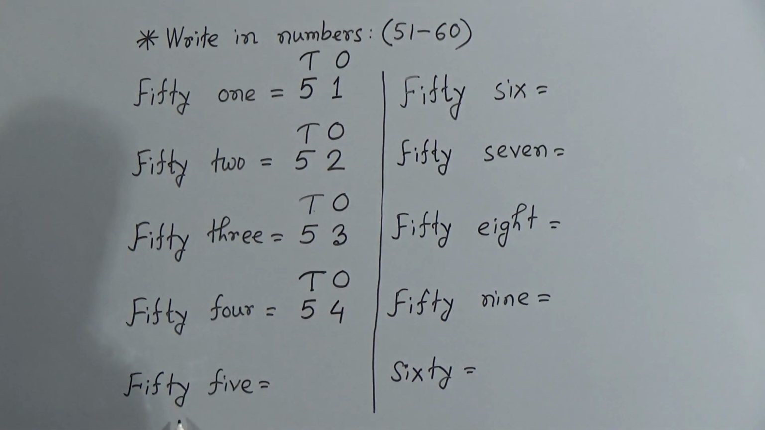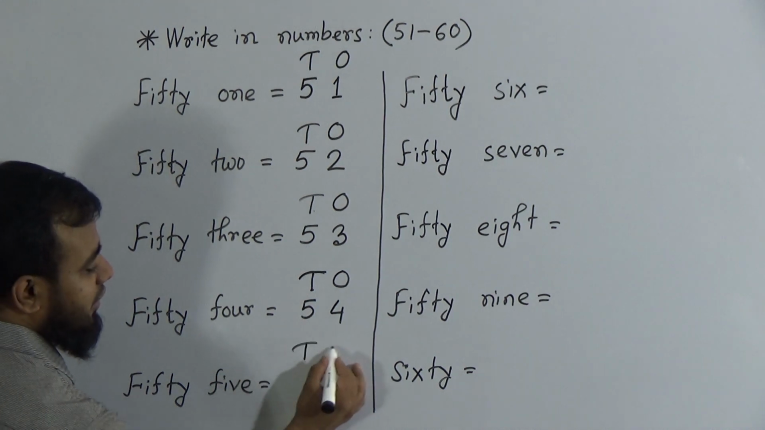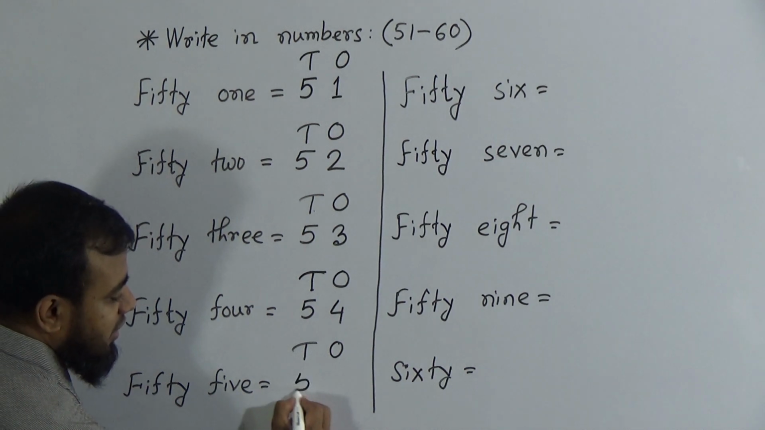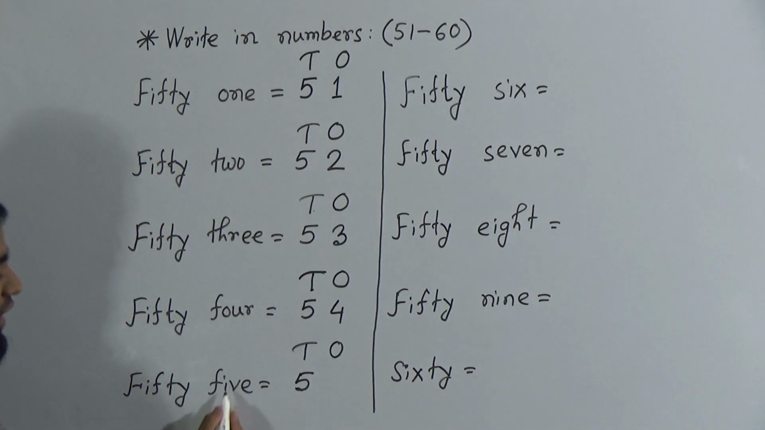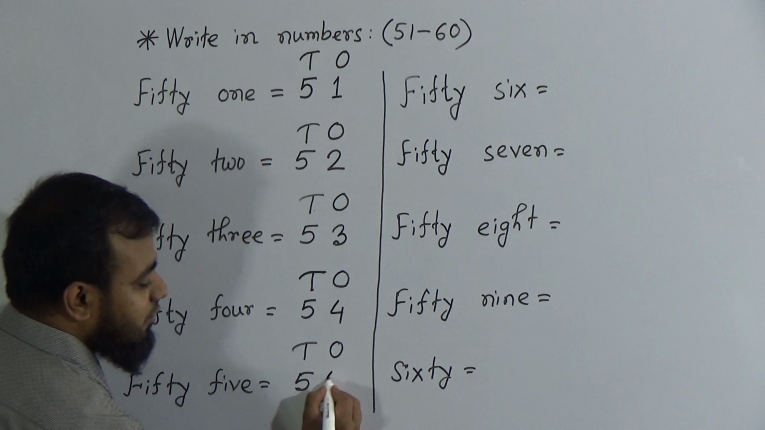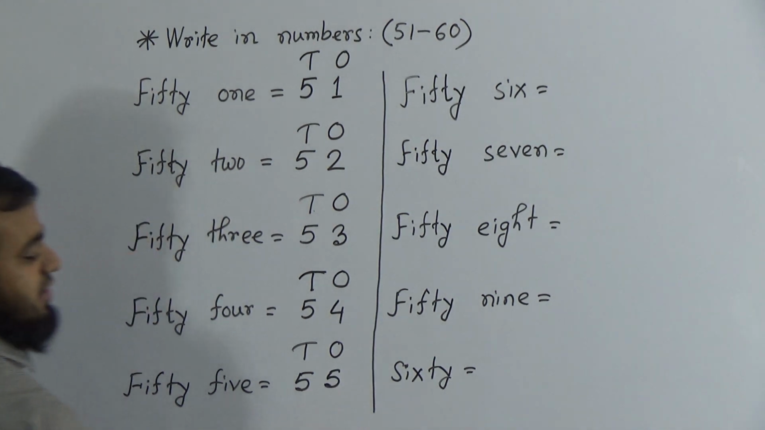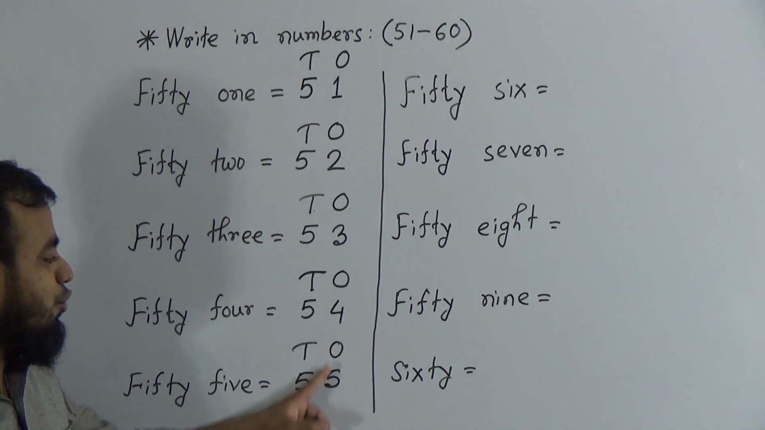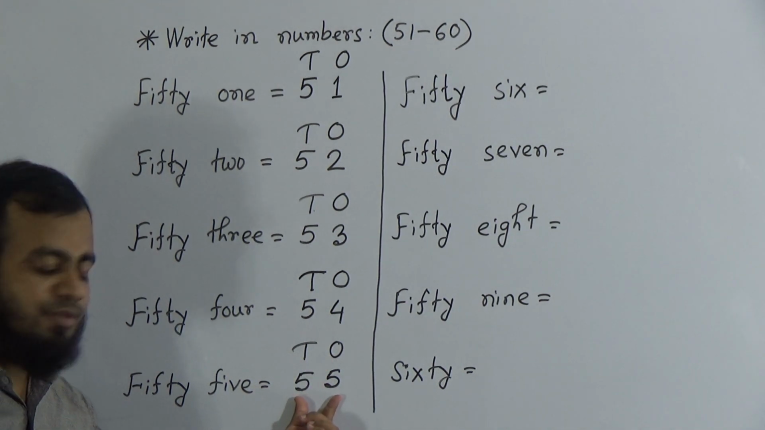The next number is 55. First of all, identify the place value, tens and ones. To write down 50 again, we should write 5 in the tens place. And to write down 5, we should write 5 in the ones place. That means 5 and 5 makes the number 55. Or basically, we can say that 5 tens and 5 ones makes the number 55.